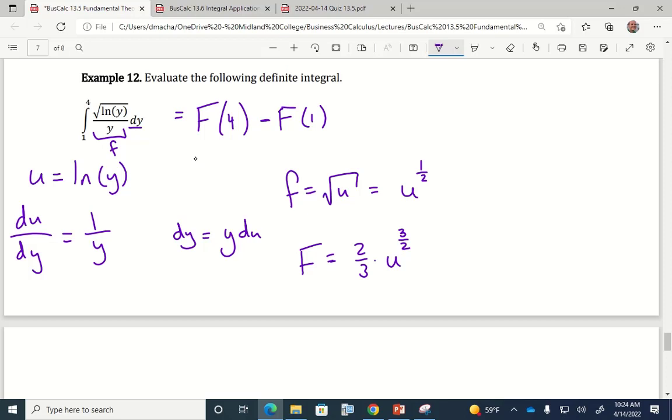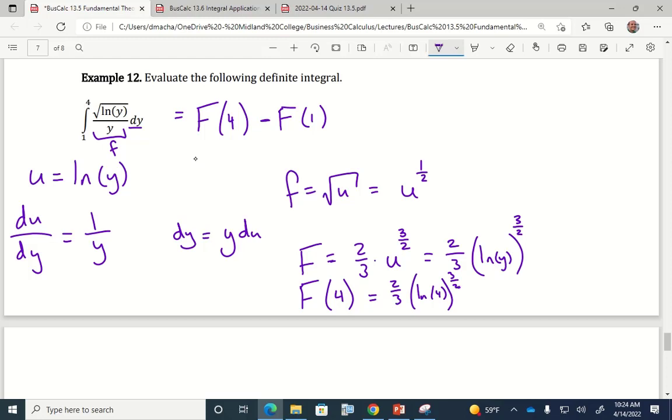So then also remember that the definition of u was natural log of y. And so I'm talking about 2/3 times natural log of y raised to the power 3 halves. I need to find what is capital F when I plug in y equal to 4. This is 2/3 times natural log of 4 all to the 3 halves power.